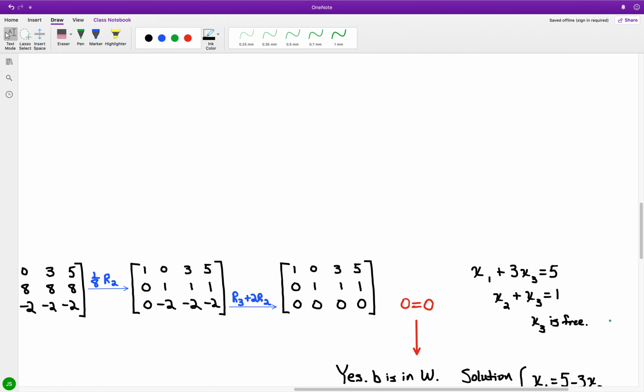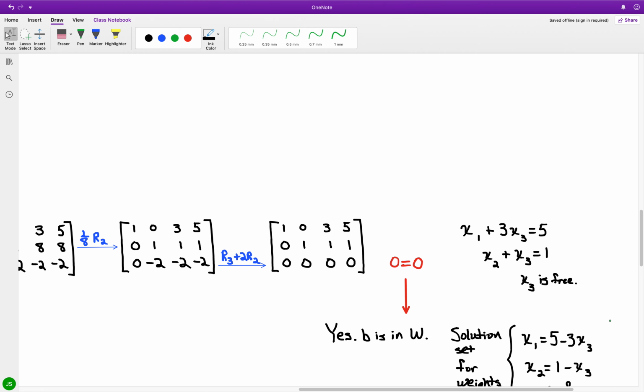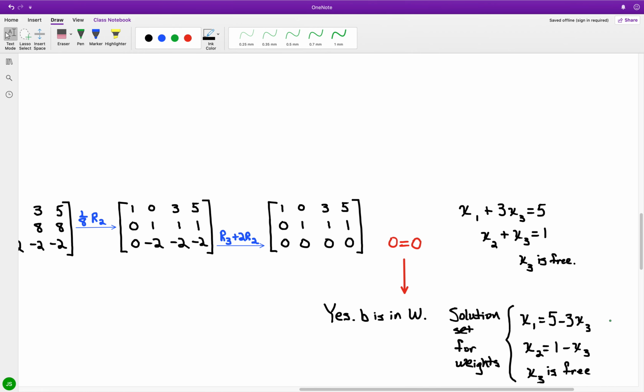And just moving along here, 0 is equal to 0 is true. So we have yes, the vector B is in the span of A of 1, A of 2, A of 3. So B is in W.